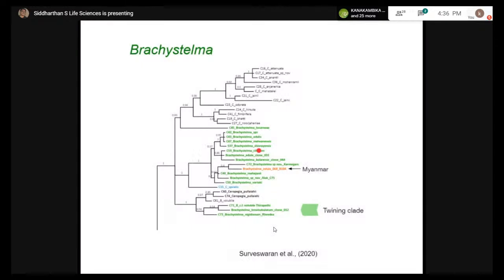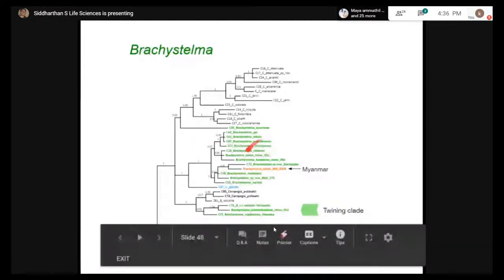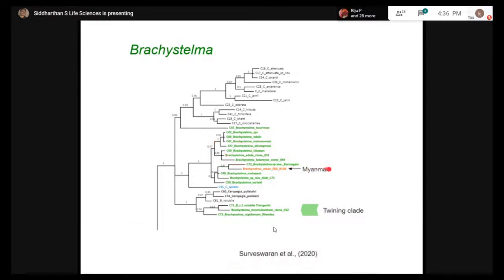So I'll zoom into the Brachystelma picture here. Brachystelma itself is not one lineage here. It has two lineages. Very clearly, the Eastern Ghats Brachystelma are very, very different from the northern Western Ghats Brachystelma. And these are the northern Western Ghats Brachystelma. And here you have one species from Myanmar nested within the Indian Brachystelma. So interestingly, the diversity of Brachystelma is very, very low in the Southeast Asian region. There's only one species called Edulis, which has been reported, the type species. But later, several species have been found in India, but not in Southeast Asia or this China region. I don't know what is the reason for that.